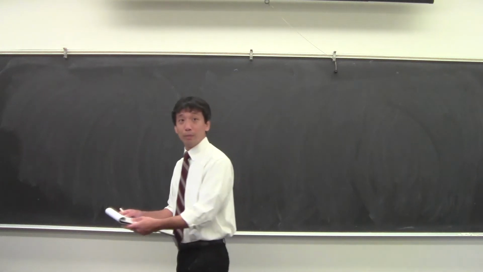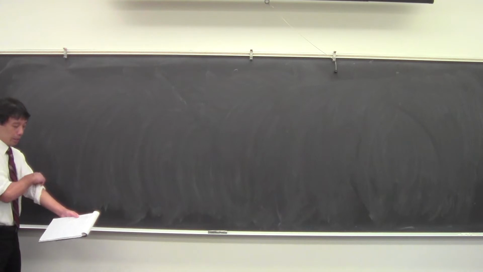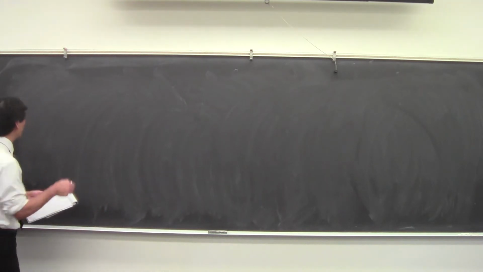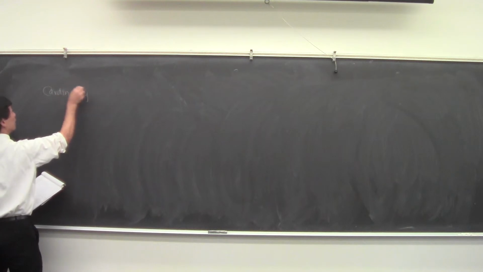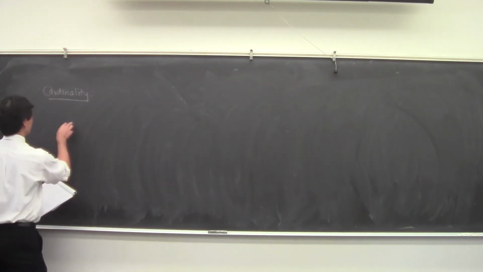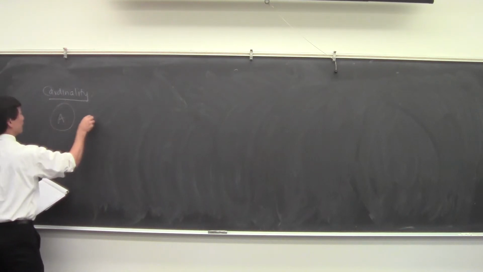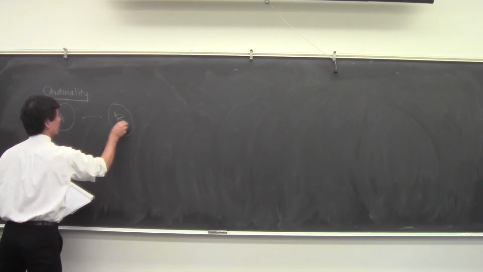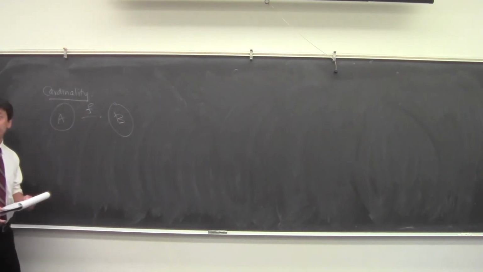Okay, so remember what we were talking about? We were talking about cardinality. So you have some function, you have two sets, A and B, and you have some function going from one to the other.